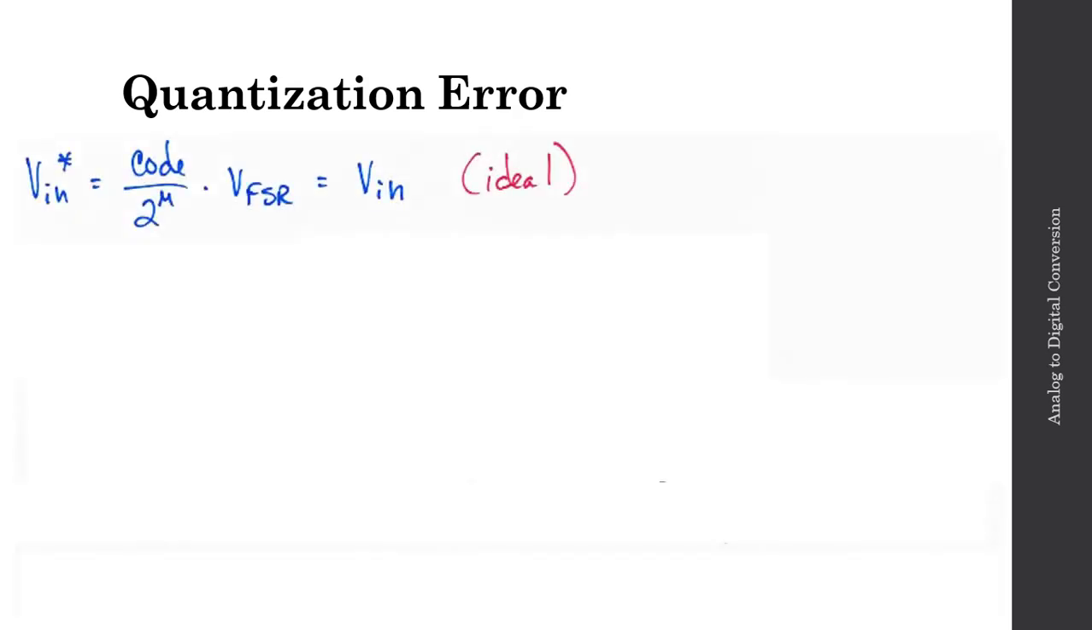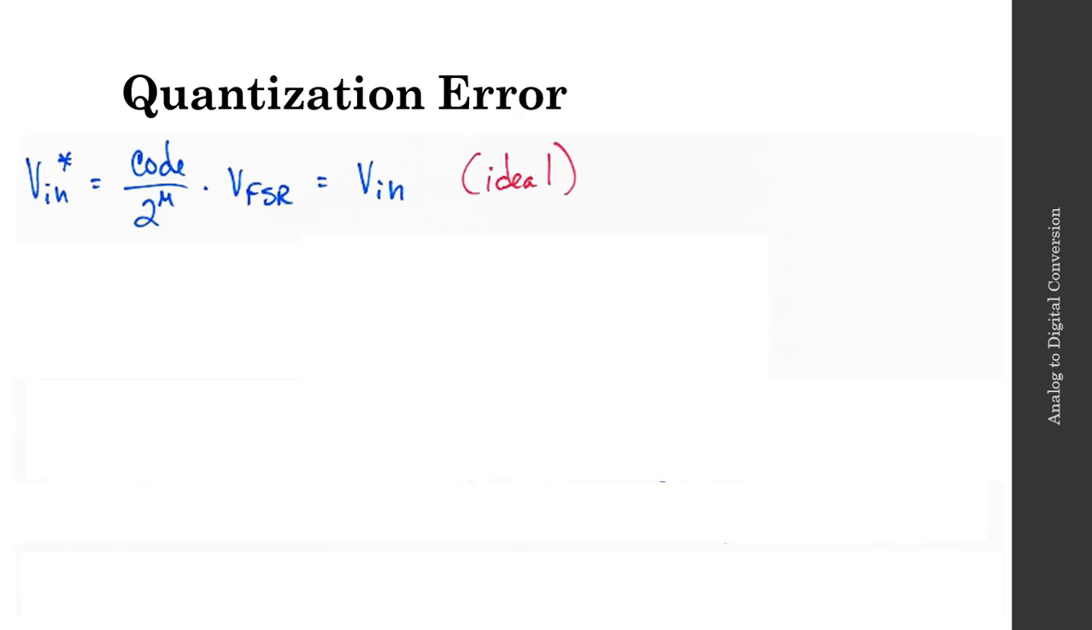We also need to consider the quantization error imparted by the use of the analog to digital converter. This arises from the fact that we're dividing these outputs into discrete levels or quanta. A way of thinking about this quantization error is the approximate input voltage that I'm recovering from these codes, which is defined here as the code divided by 2 to the m, where m is the number of bits, multiplied by the full scale range of my ADC.